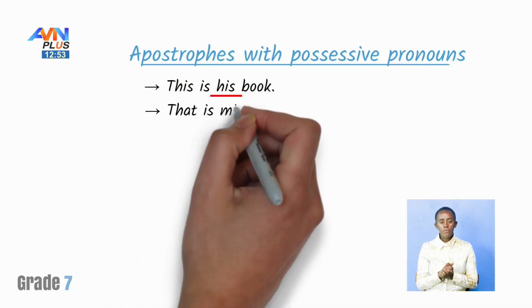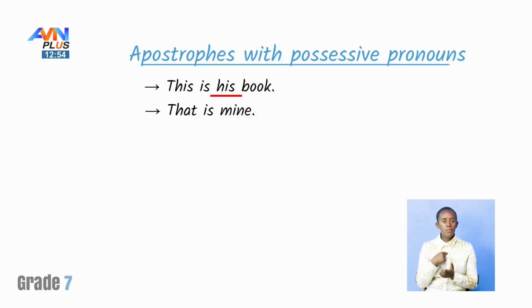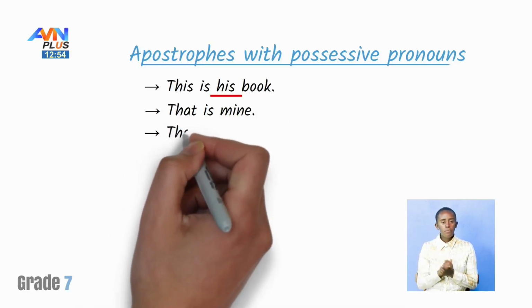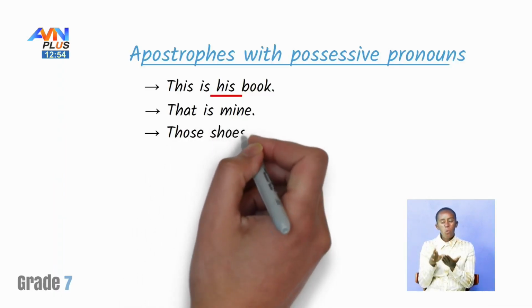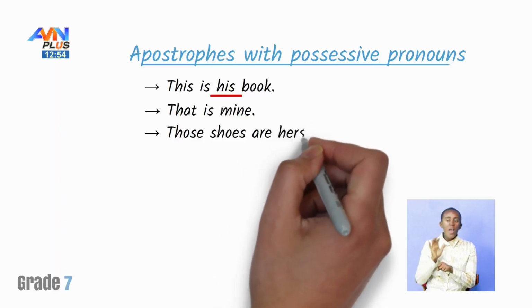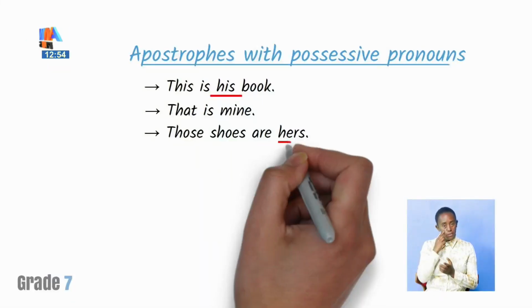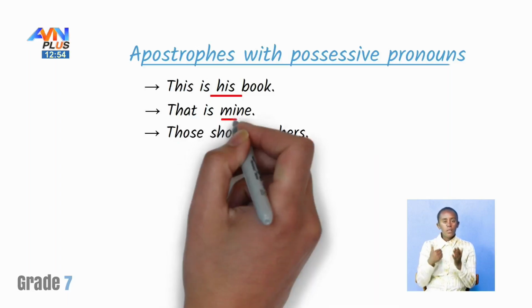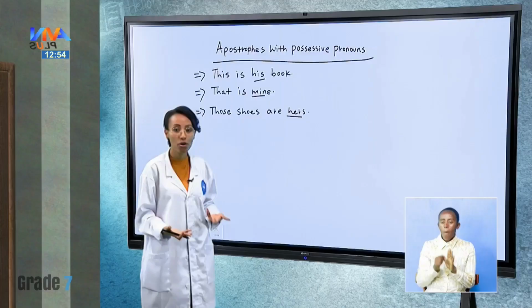For example, another example. That is mine. Those shoes are hers. Yes? So if you see, these pronouns, they don't need an apostrophe because they're showing possession on their own.